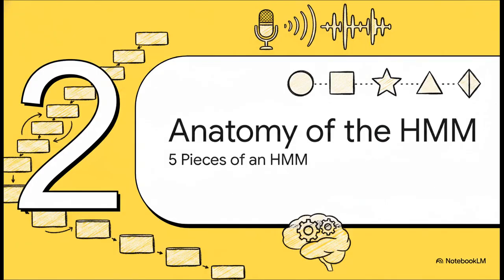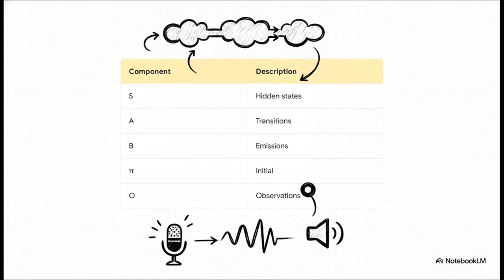Moving on to part two, the anatomy of the HMM. An HMM is essentially built on 5 core components that work together to map hidden phoneme states to actual observed MFCC audio sequences. You've got your hidden states, your left-to-right transitions, and your emissions, which describe the actual audio features we observe. Add in your initial starting probabilities and, of course, the observations themselves, and you've got it. This 5-piece architecture is literally the backbone of classical speech recognition.